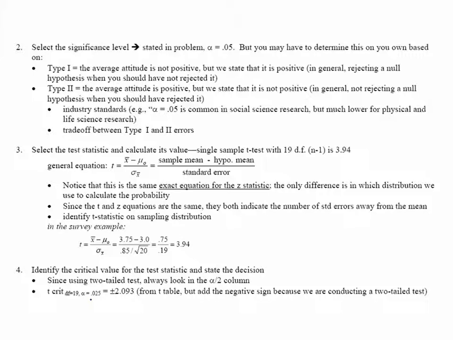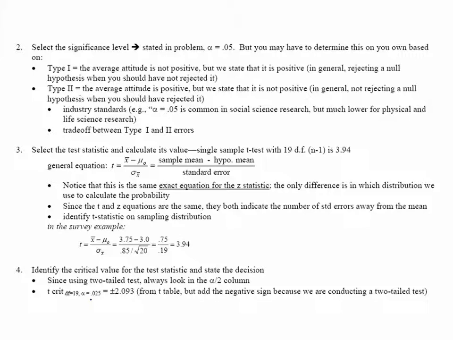So a type 1 error means that on average, the attitude is not positive, but we state that it is positive. Or in general, we're rejecting a null hypothesis when you really should have not rejected it. A type 2 error, we would be saying that the average attitude is positive, but we state that it is not positive. So in general, by not rejecting the null hypothesis when you should have rejected it.